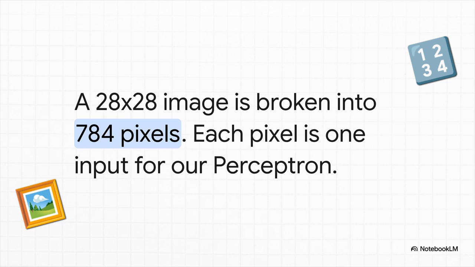Now, I know what you're thinking. What on earth does 784 have to do with recognizing a 3? It seems totally random, right? Well, it's the number of pixels in the image. The computer takes that 28 by 28 pixel image of the 3 and breaks it down into 784 individual data points. Each one of those pixels is an input, with a value telling the computer how bright or dark it is. That's the raw information our perceptron gets to see.